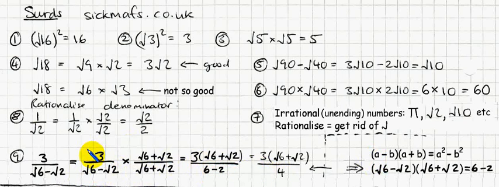And the top bit is really simple. I don't really do anything with it. I say 3 times this whole thing is just 3 times the whole thing, and I leave it like that. And I'm just happy that I've rationalized the denominator, as it says there, because the denominator no longer has a square root on the bottom. And that is it.